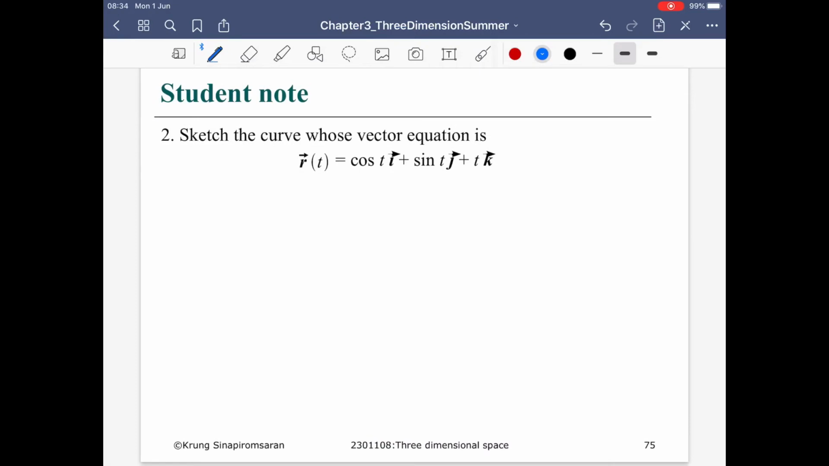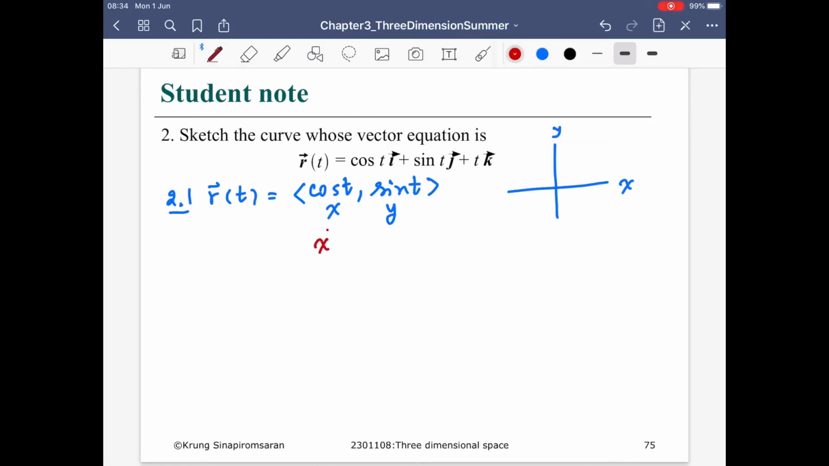What if you need to sketch the curve that has a vector equation like this? This one is a traditional curve that you really need to know. Let us look at only this one first, Problem 2.1. If your r(t) contains only two components, cosine and sine, can you make a guess? Because this is your x, this is your y. What is the relation between this x and y?